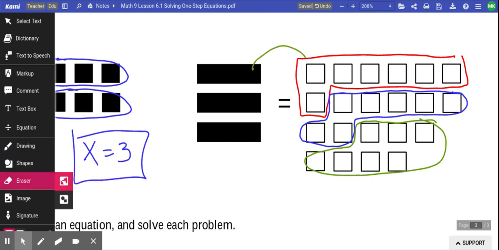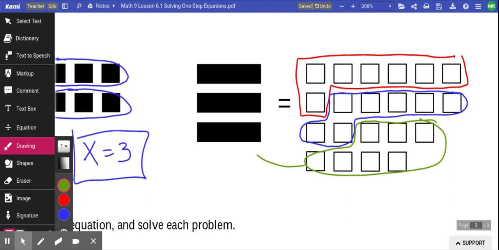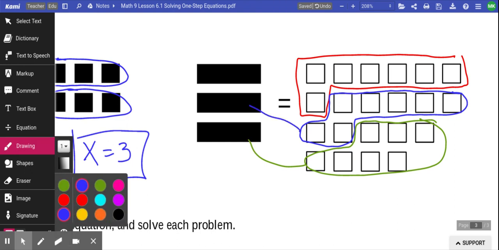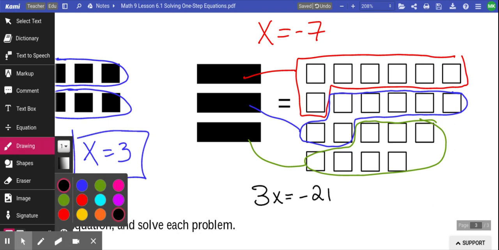Oh, I did the wrong color there. Right? That's one x there. That's a second x there. That's another x there. That means x must equal -7. Just like a visual way to do it. Algebraically, this would be 3x equals -21. Divide both sides by 3. And I get x equals -7.